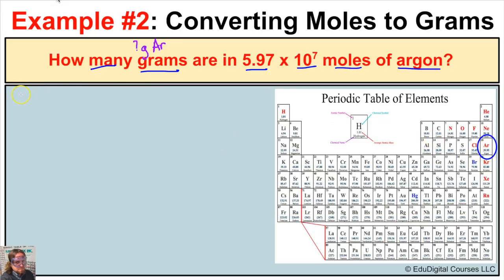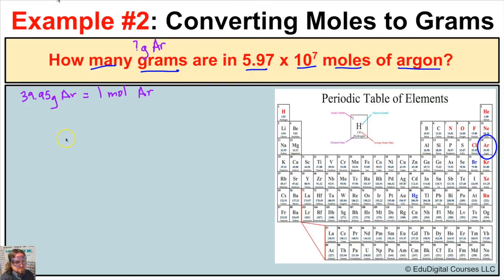It tells us that there are 39.95 grams of argon for every 1 mole of argon. Right? 1 mole of argon is 39.95 grams of argon, or 39.95 grams of argon is 1 mole of argon. So we can use this little equivalency statement here to solve this problem. So let's go ahead and do that.